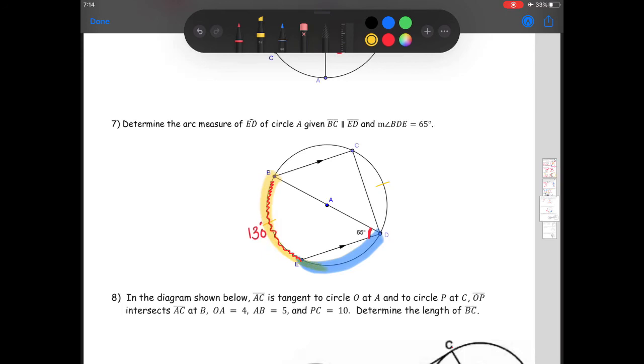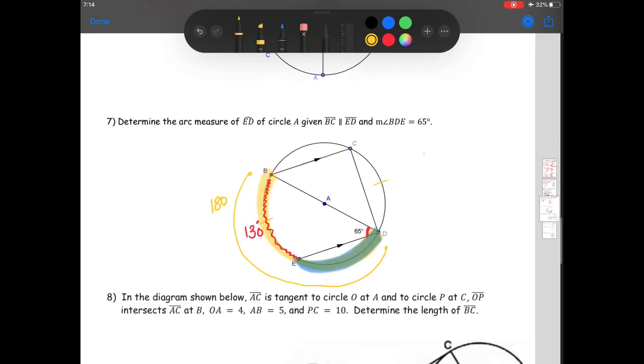I know this is what? A semicircle. We know a semicircle is how much? This whole thing is how much? From here to here is 180 degrees, right? So this would be what? 180 minus 130, which is 50 degrees. So ED, arc ED is 50 degrees, right?